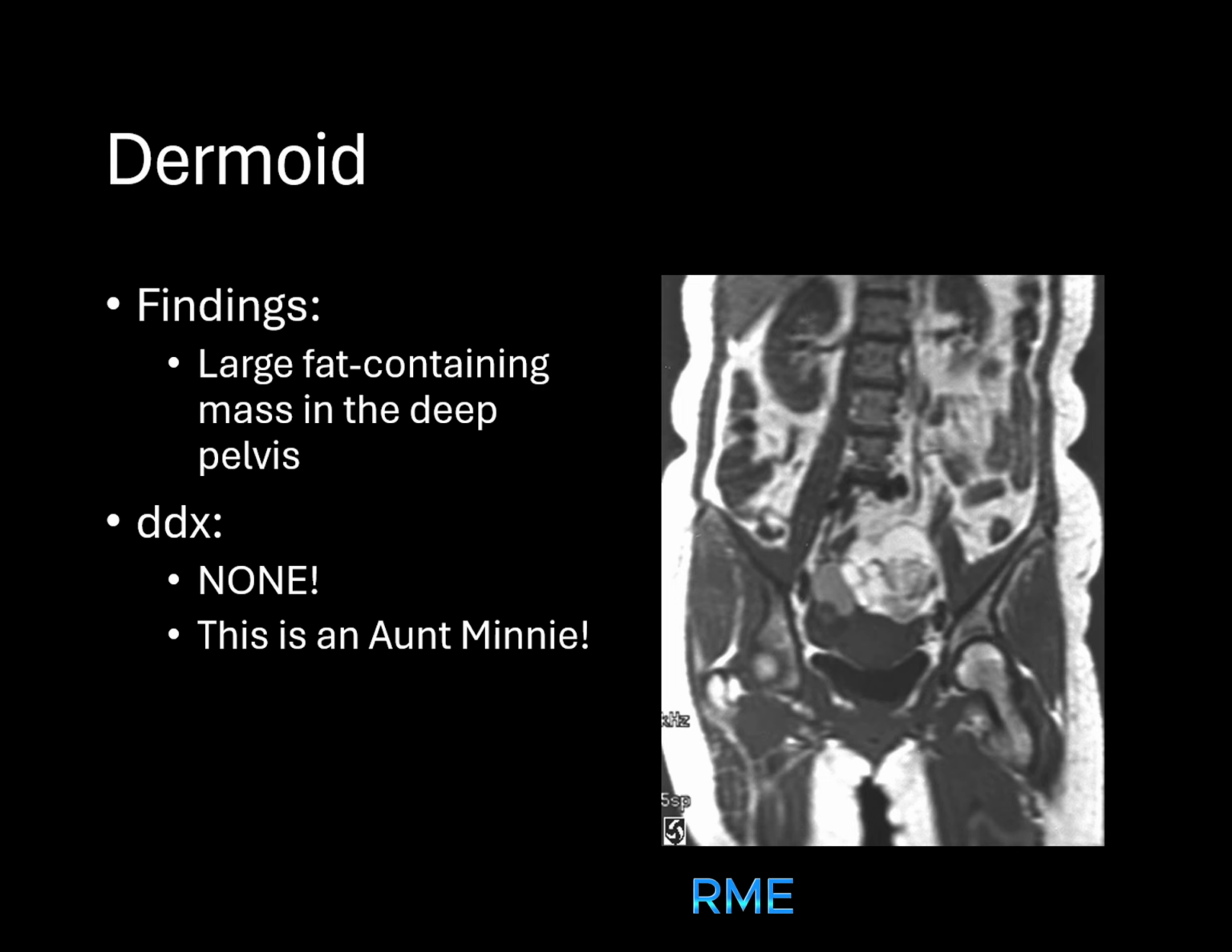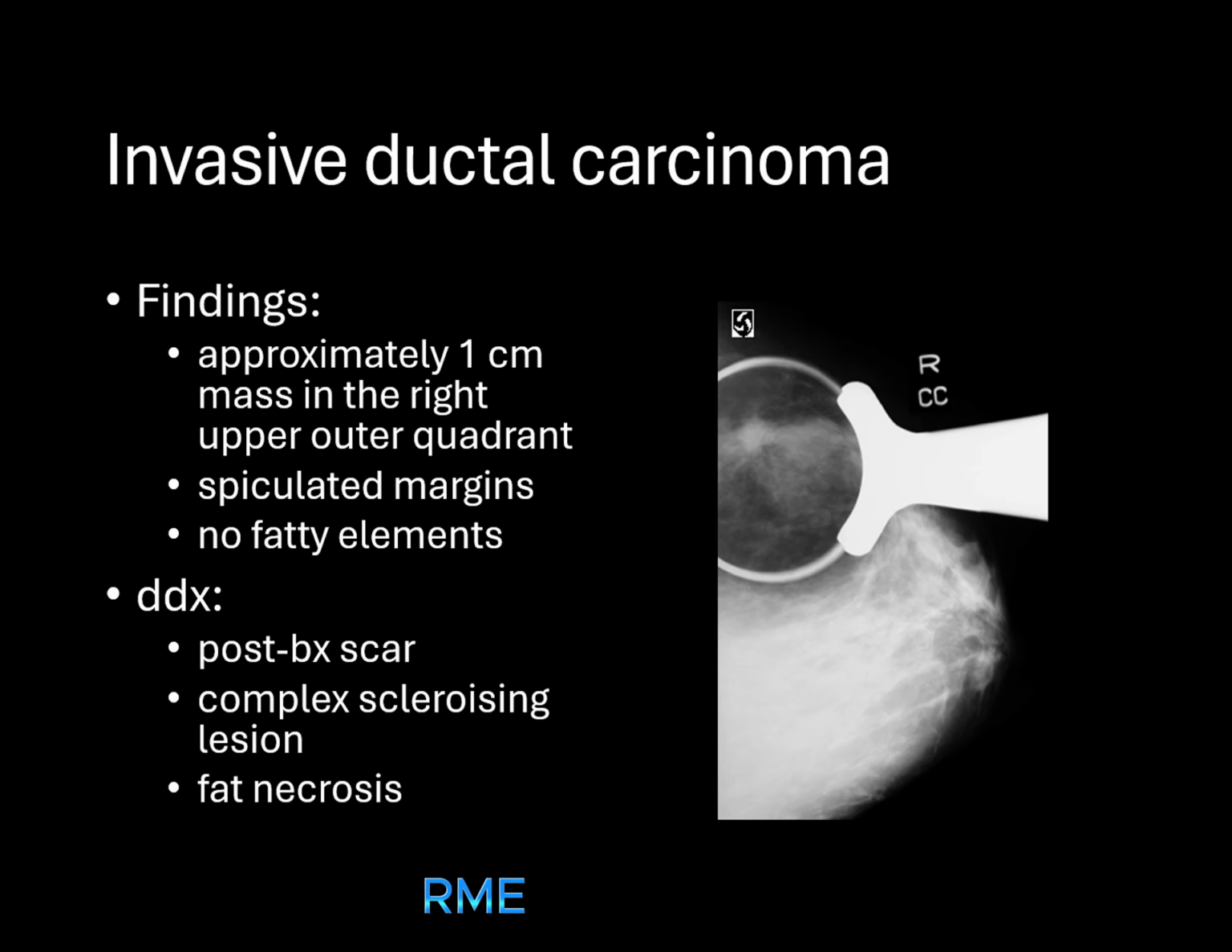Differential diagnoses include post-biopsy scar, complex sclerosing lesion, and fat necrosis. To further evaluate, a mammogram and biopsy are necessary to confirm the diagnosis. Management involves surgical resection, radiation therapy, and chemotherapy depending on the stage of the cancer.